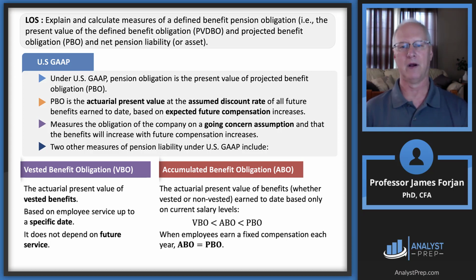And under GAAP, there are some other measures of pension liability that are important. The vested benefit obligation. Of course, sometimes an employer says something like, oh, you know what, in order for us to pay you these retirements, you need to work for a week. Probably a little bit longer than that, maybe a year, maybe 2 years. I mean, it could be anything. And then the accumulated benefit obligation is exactly what you might think it is.